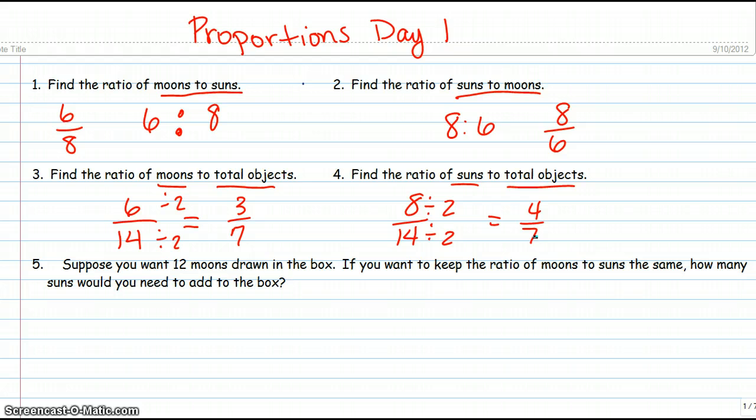Okay. Suppose you want 12 moons drawn in the box. Well, we don't have 12 moons drawn in the box yet, but you want to keep the ratio of the moons to the suns the same. How many suns would you also need to add to that box?